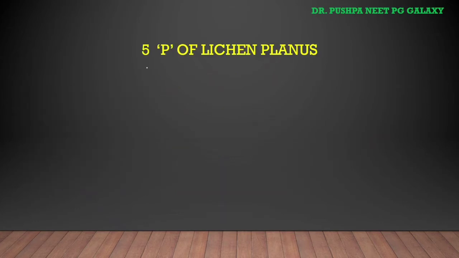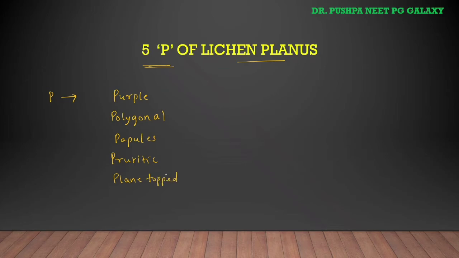Next, there is something called the 5P of lichen planus. These are the 5 characteristic features of the lesions of lichen planus. First P is purple color, polygonal, papules, and usually pruritic, that is itchy lesions, and these are plain topped lesions. These are the 5P of lichen planus.